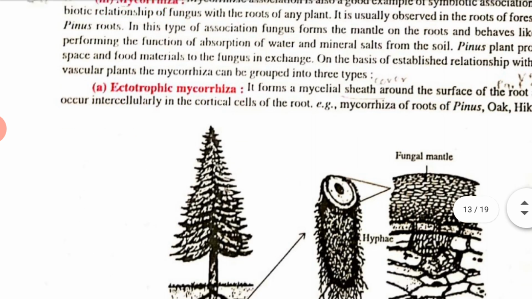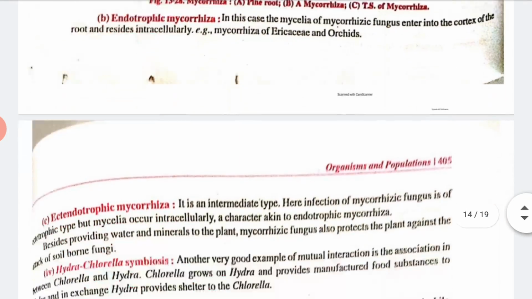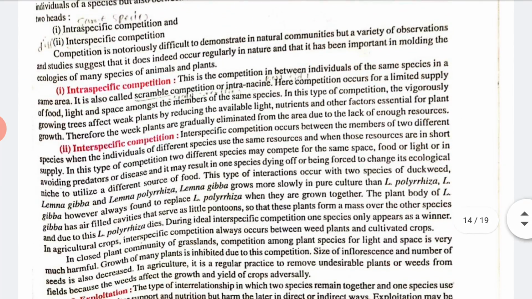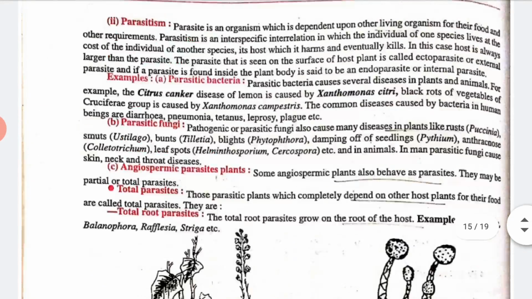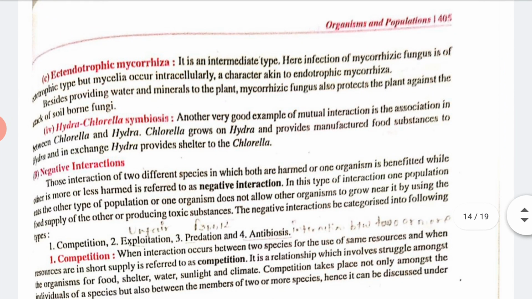Now this is all about the positive interactions; some examples are given here. You can read them. Okay, now let us talk about negative interaction. What is negative interaction? Negative interaction means interaction of two species in which both are harmed, or one organism is benefited while the other is more or less harmed.